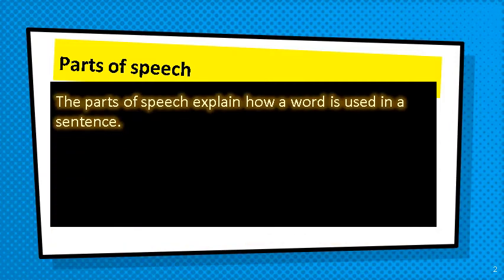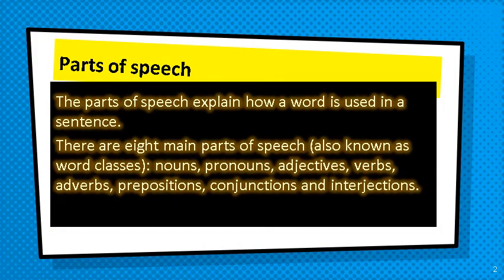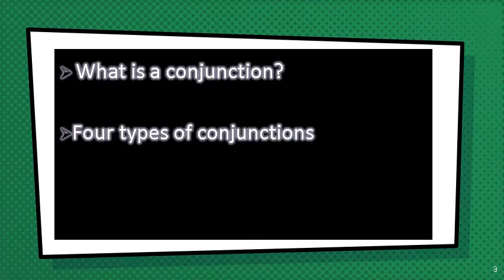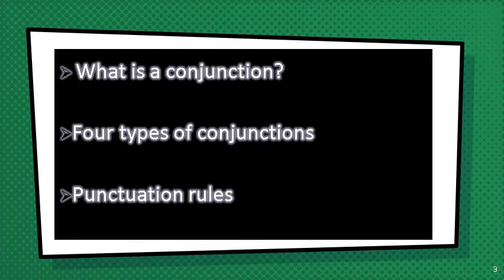In my previous class, I explained what parts of speech are. The parts of speech explain how a word is used in a sentence. There are 8 main parts of speech, also known as word classes: nouns, pronouns, adjectives, verbs, adverbs, prepositions, conjunctions, and interjections. Today you are going to learn what a conjunction is, 4 types of conjunctions, and punctuation rules.